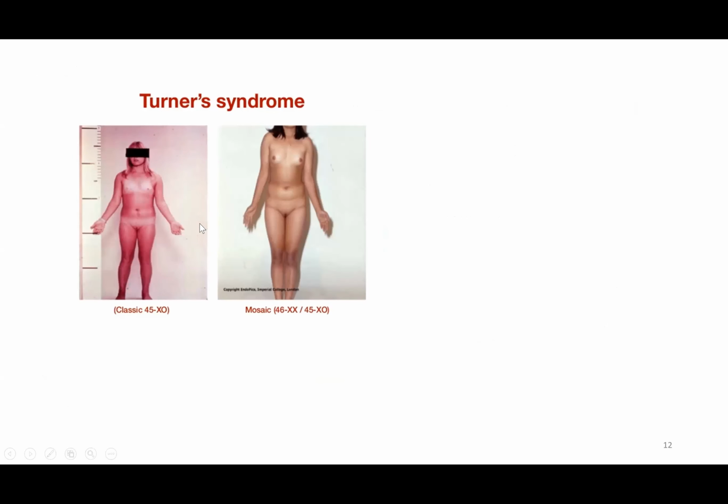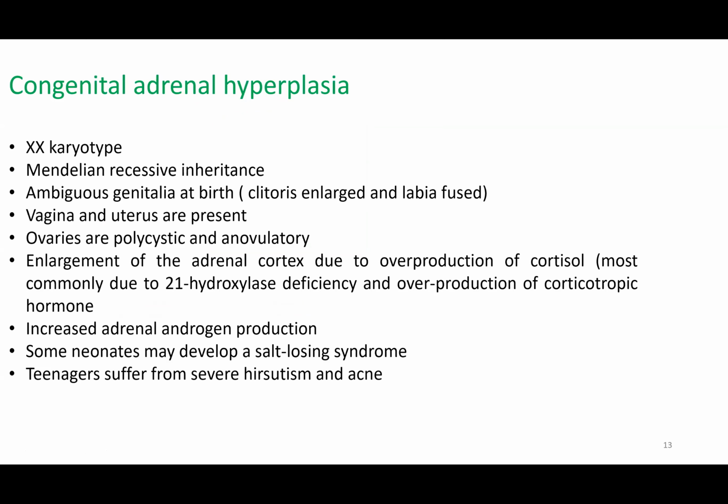Here you can see the difference between the classic Turner syndrome and the mosaic, where there is probably a normal development of the breast. The features are less clear.